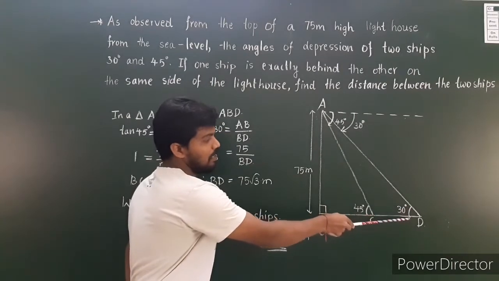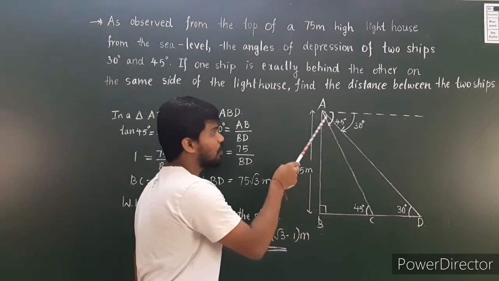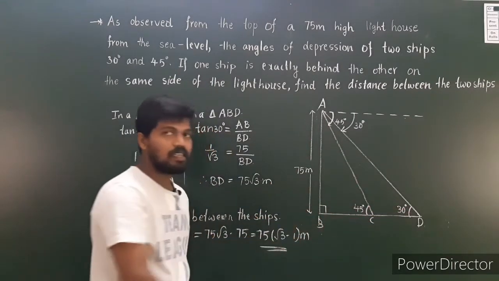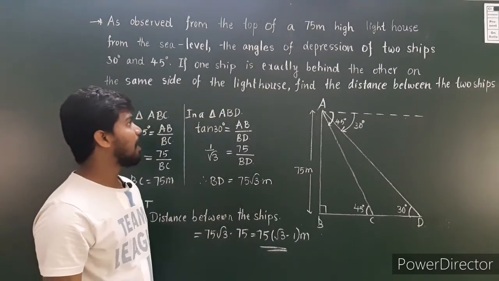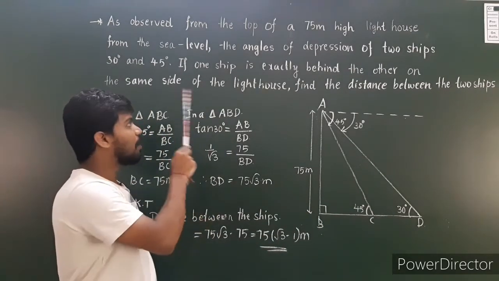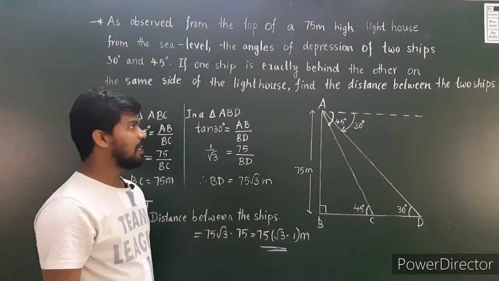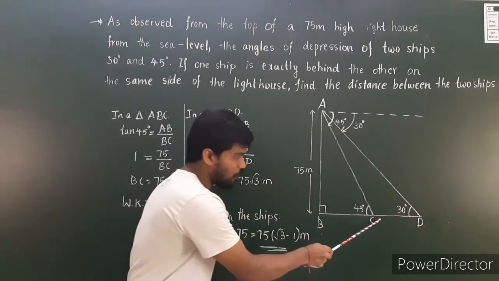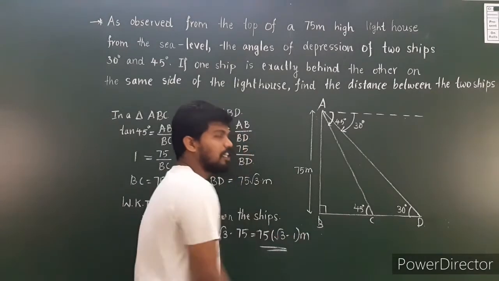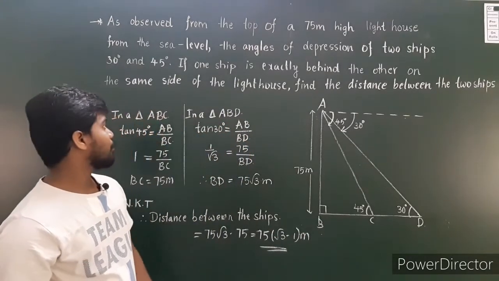You know that 30 degree is the smaller angle, so that ship is farther, here. And 45 is the larger one, behind the other, on the same side of the lighthouse. Both are on the same side of the lighthouse. So we have to find the distance between the two ships, the distance CD.